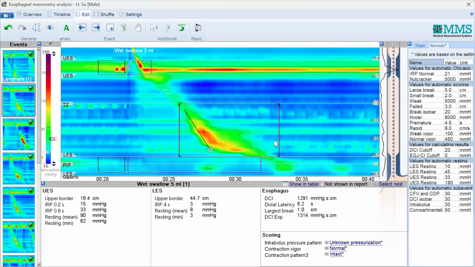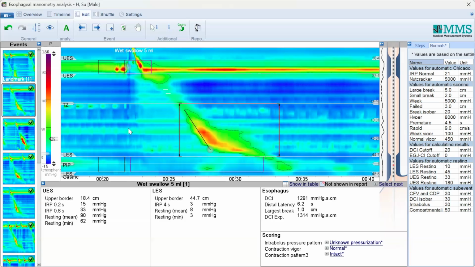So how does DCI connect with a lot of people? I think many gastroenterologists are familiar with DCI and also IRP, or integrated relaxation pressure. Quite often it's one of the first things in the report you look at, IRP, which is commonly less than 15 millimeters of mercury, right? Yes, the IRP, this box, is the integrated relaxation pressure.